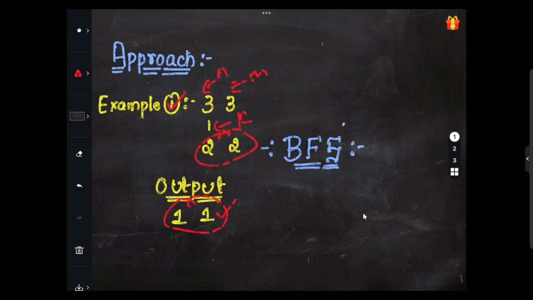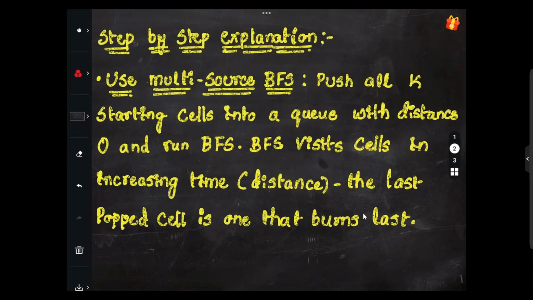So the approach that we'll be going with here is BFS. To solve this problem, we'll be making use of the BFS, or the breadth first search. So this is fine, I believe. Next, let's move on with the step-by-step explanation. As I have said, we'll be making use of the BFS. So we'll be using multi-source BFS.